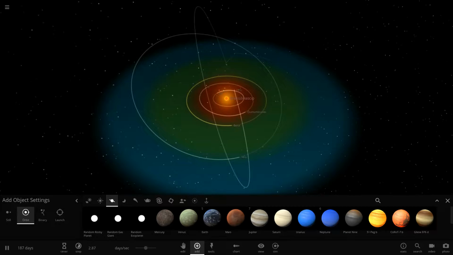But we haven't really found any gas giants around these brown dwarfs, and that's really surprising because normally a brown dwarf is formed like a star, but it doesn't have enough material, enough hydrogen, to form into a star.